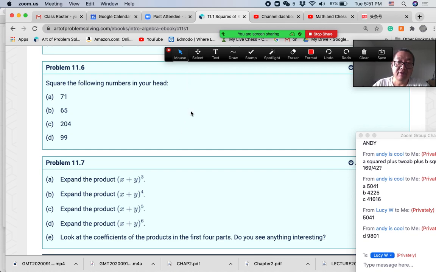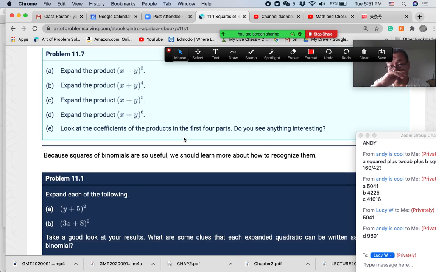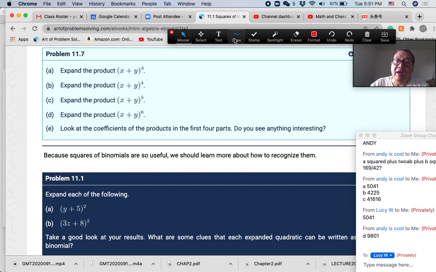11.7. So this one, they ask you to expand the product (x plus y) cubed. This is actually binomial, the power of binomials. So now let's say this one, you can write this one equals x power 3 plus 3x power 2 y, then plus 3xy squared, then plus y cubed.